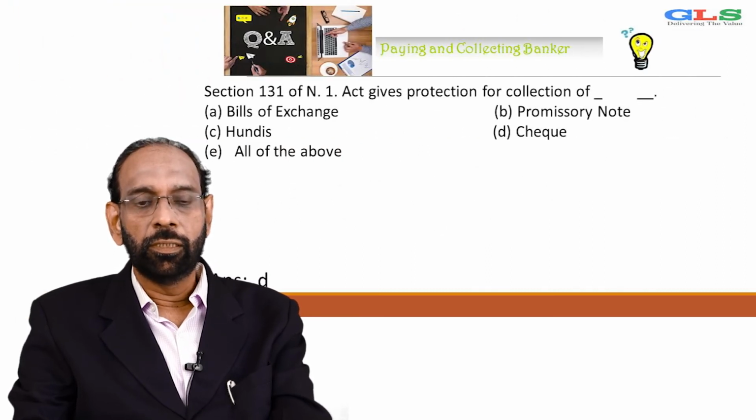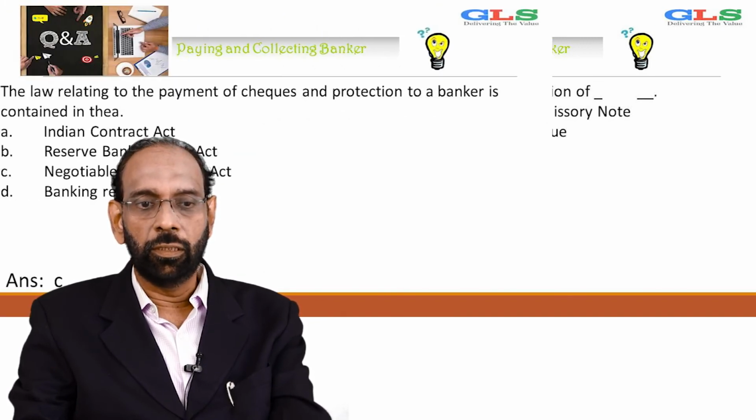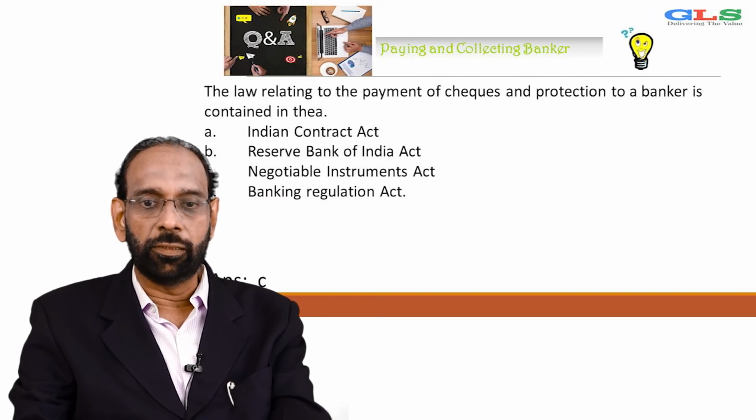Next question. Section 131A of the NI Act gives protection for collection of bills of exchange, promissory note, hundis, check, all of the above. Answer is D, that is check. Next question. The law relating to payment of checks and protection to a banker is contained in the Indian Contract Act, Reserve Bank of India Act, Negotiable Instrument Act, Banking Regulation Act. So, as far as payment of checks and protection is concerned, it is covered under the Negotiable Instrument Act.